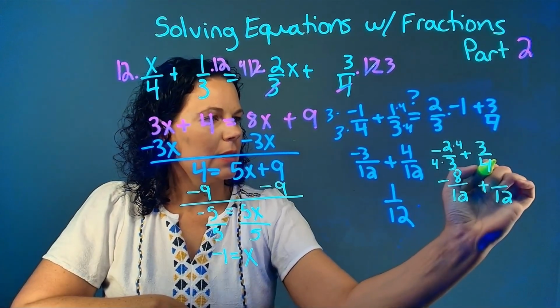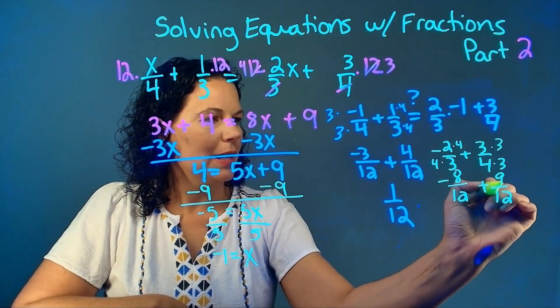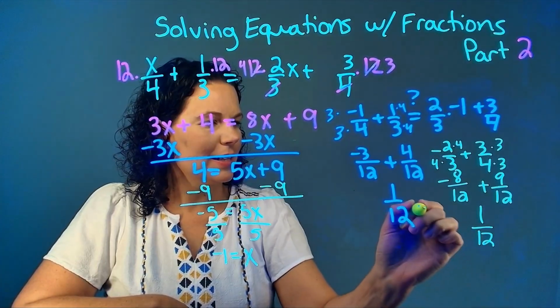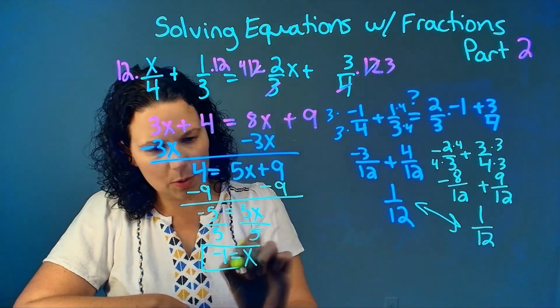So that gave me an 8. Multiply this by 3 and this by 3, so that gives me a 9. So I got a 1/12 on that side too. They are the same. Woohoo!